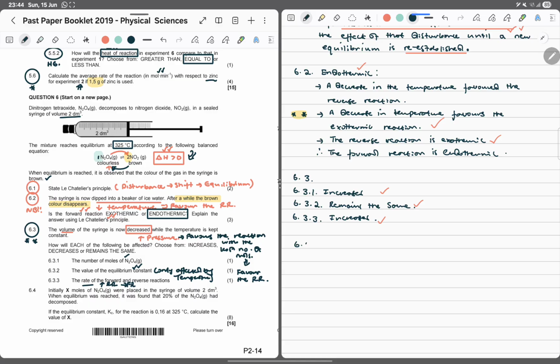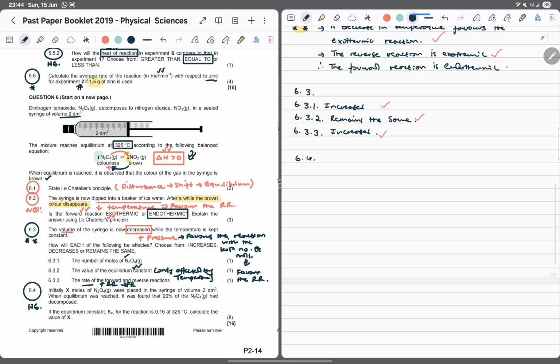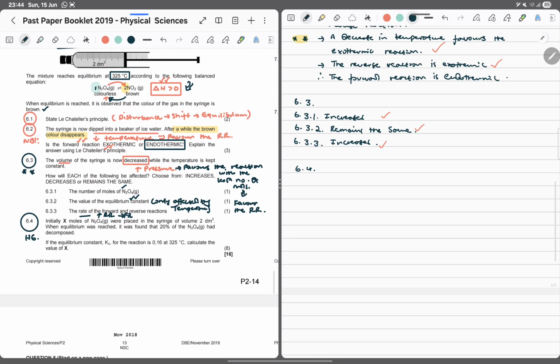Now 6.4 is the big question, right? That everyone loves. Do you all guys love it? If not, you better start loving it. Okay, so we've got N2O4 forming 2NO2. This is gas.